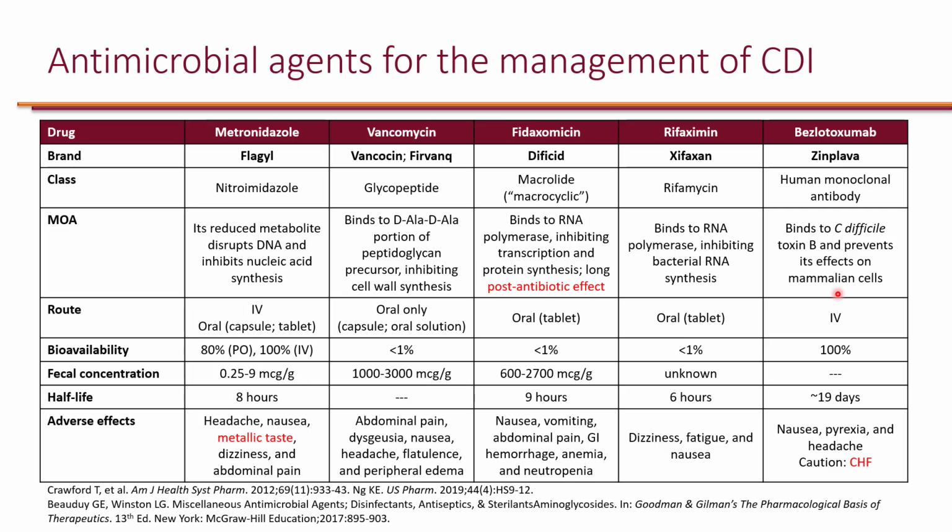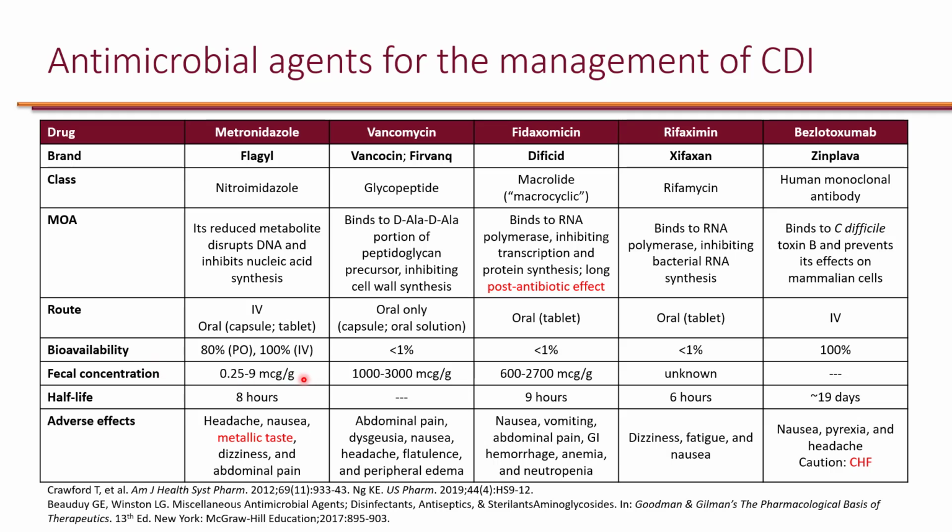Now, one thing that's important about bezlotoxumab is that heart failure was actually reported more commonly in the patients that received this agent, in patients with a history of congestive heart failure. So in patients with a history of CHF, bezlotoxumab should be reserved for use when the benefit outweighs the risk. And this is from the package insert.